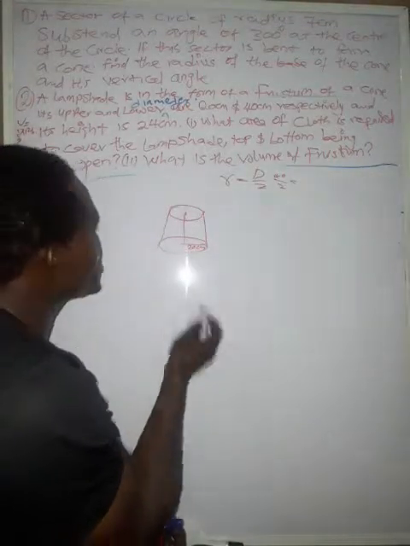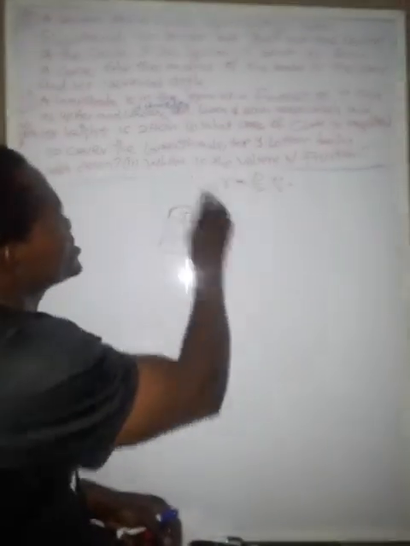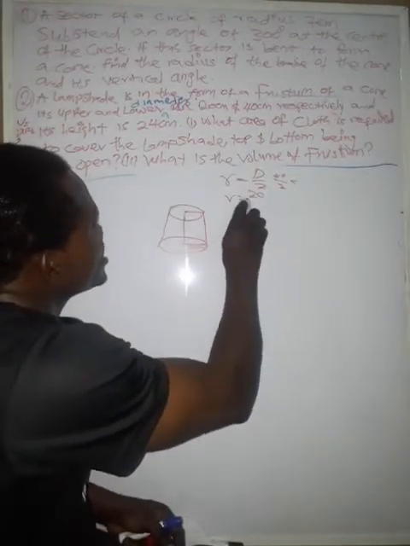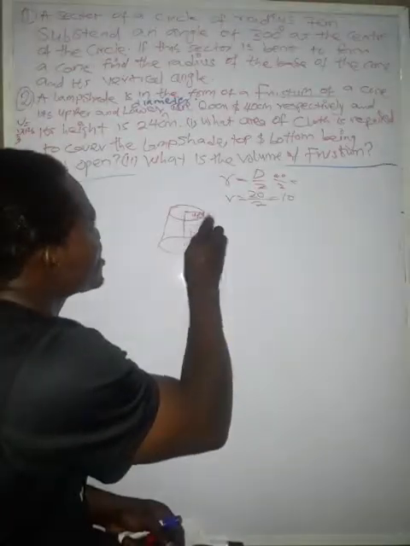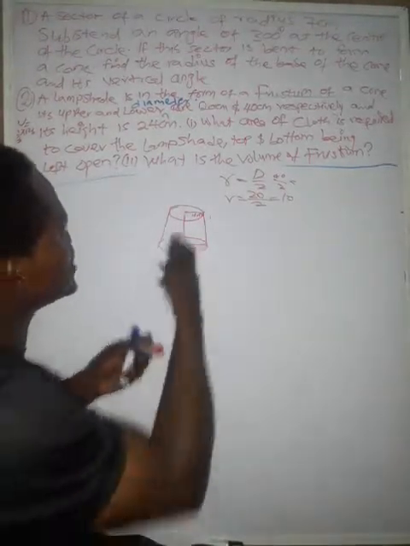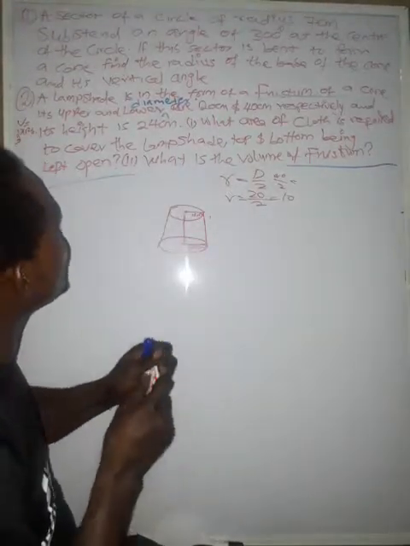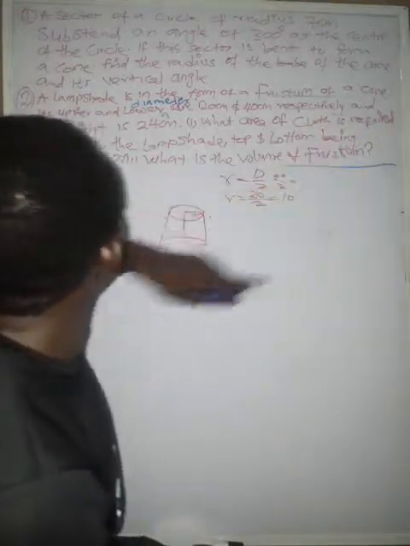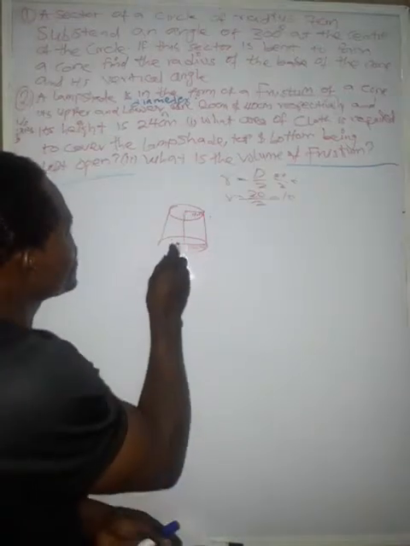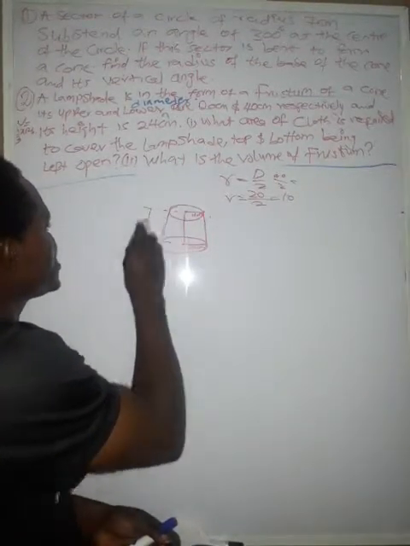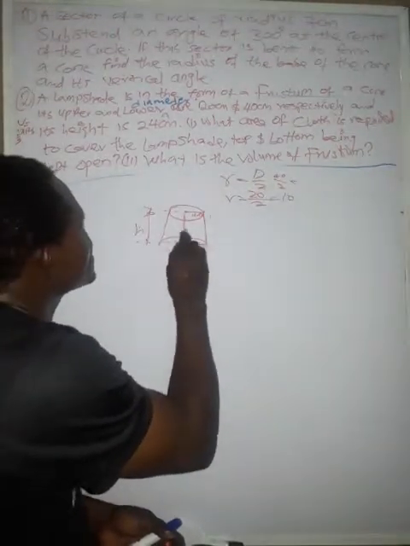So for the upper part, which is the radius from the center to this point, they said the diameter is 20, so the radius is 10. So from here to here is 10 centimeter. So now that I know that here is 10 centimeter, let's use it like that. Here is 10 centimeter, this one is 20 centimeter. And its height is 24. So the height of the frustum, which means from here down to this place, is 24 centimeter.